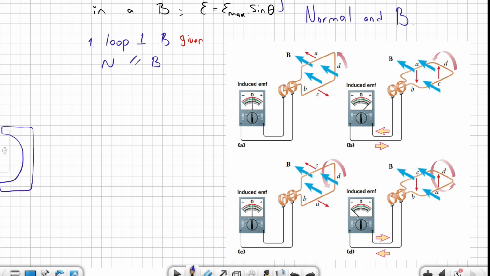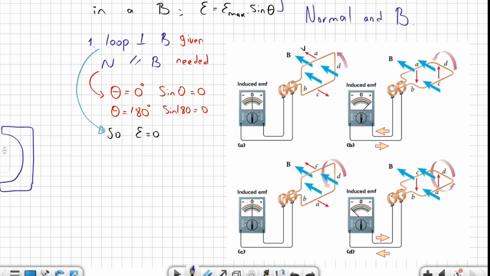So in a question, it will always give you a loop that is parallel or perpendicular to the field. For theta, you need the angle between the normal and the field. Here, as you see, if they are parallel, theta will be equal to 0, sine 0 is equal to 0. Or in part C, you can see that the angle is 180 degrees, still it is parallel, so sine 180 is equal to 0. Since sine is equal to 0, epsilon max multiplied by 0 will be equal to 0. We will say that if the loop is perpendicular to the magnetic field, the induced EMF is equal to 0.